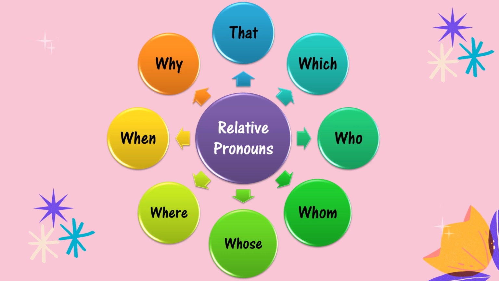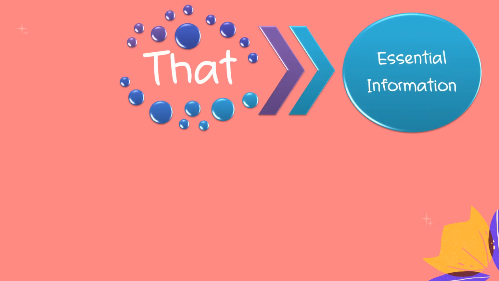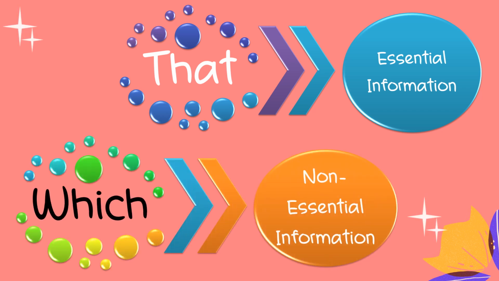Understood? Another common mistake we usually make is to mix up that and which. We don't know when to use that and when to use which. So children, when describing objects and non-human beings, that is used for essential information and which is used for non-essential information. So for better understanding, let us take these examples. Here there are two sentences.